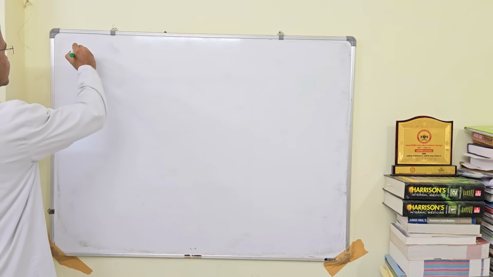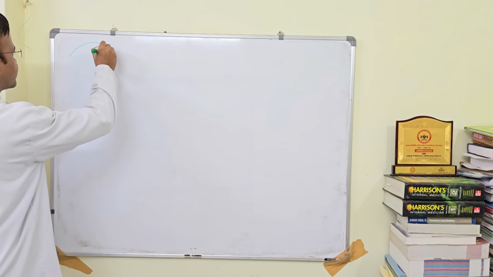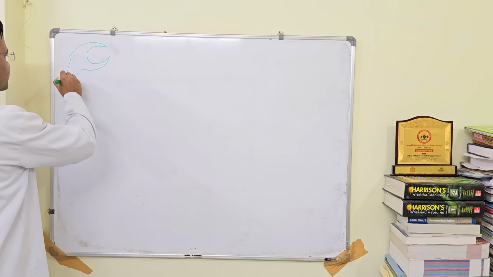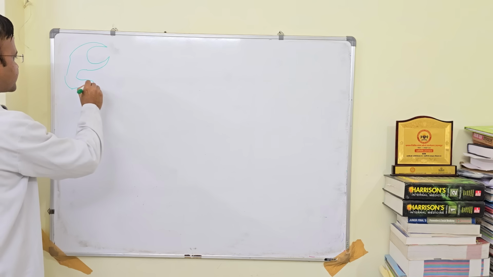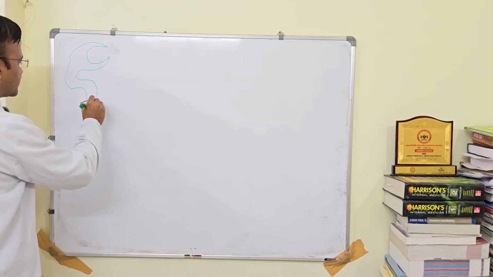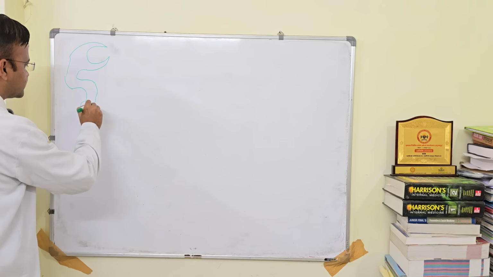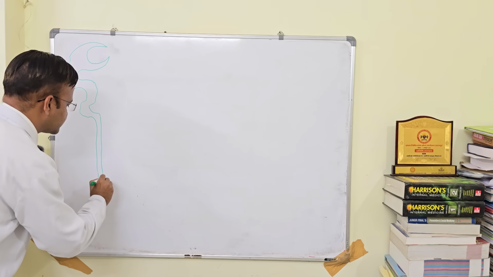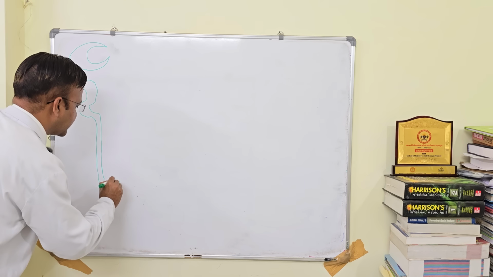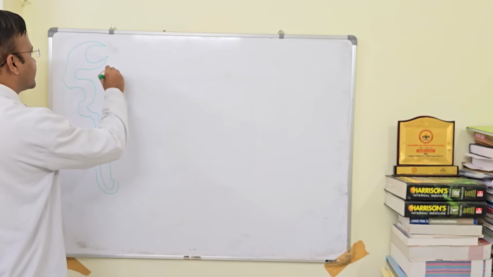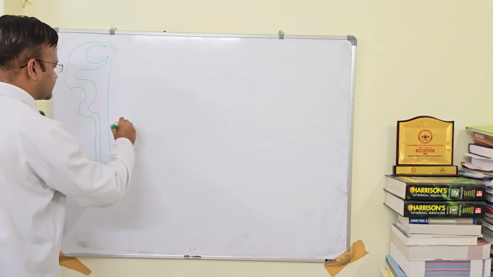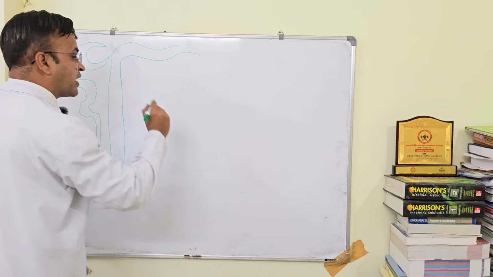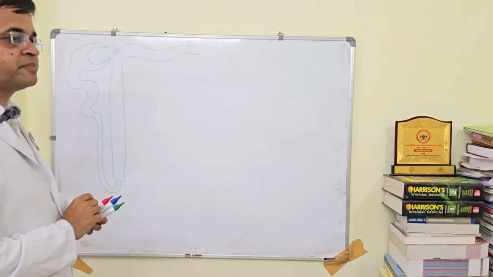Now, first of all, let's draw a nephron. We will draw a smaller nephron this time so we can have space for drawing all those pathophysiological mechanisms. And our descending limb, and let's draw a small loop of Henle and our ascending limb, and our DCT. So where exactly does the problem lie in Bartter syndrome?